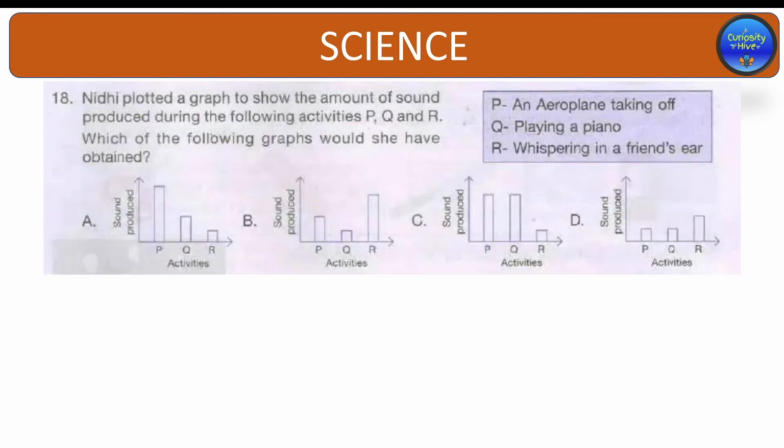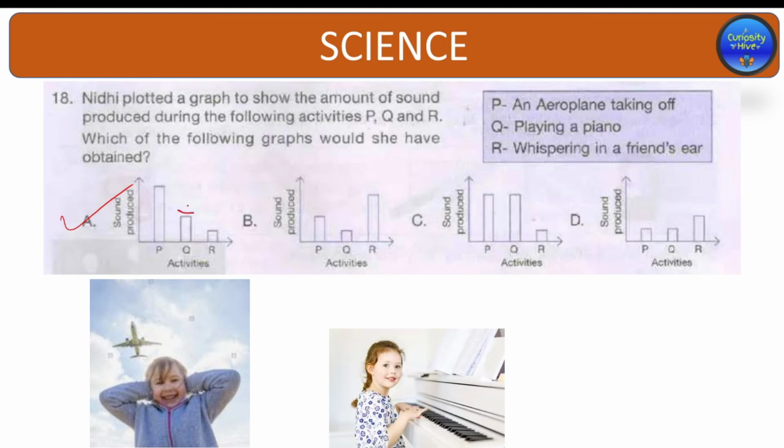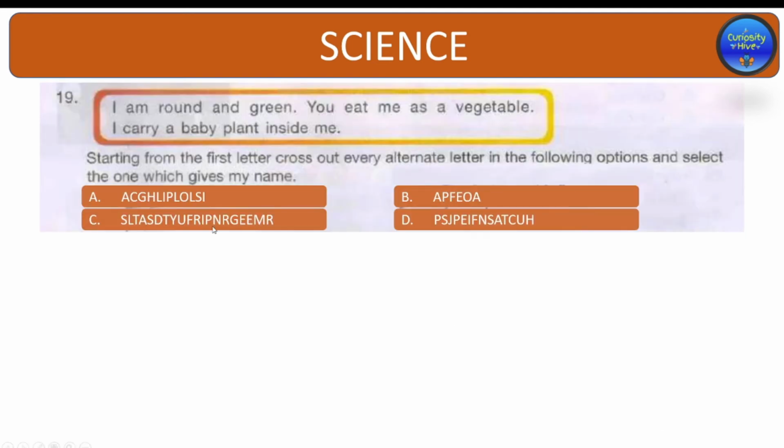Next question. Nidhi plotted a graph to show the amount of sound produced during the following activities P, Q, R. You have to choose the right graph. Well, P is an aeroplane taking off, Q is piano playing, and R is whispering in a friend's ear. Which is the right block? Well, it is option A, which is the right block, because an aeroplane has the highest sound, playing a piano is lesser, and definitely whispering is the least. Let's go to the next question.